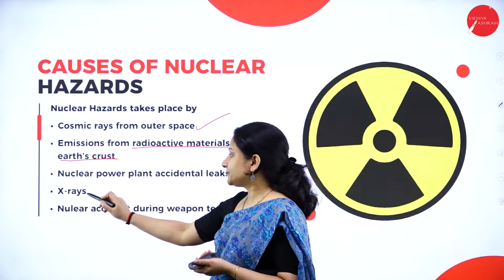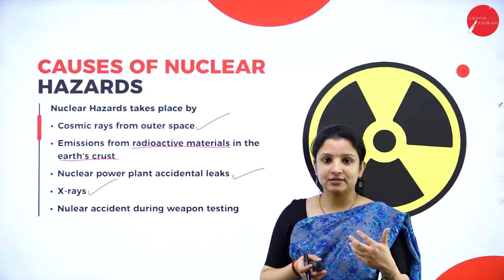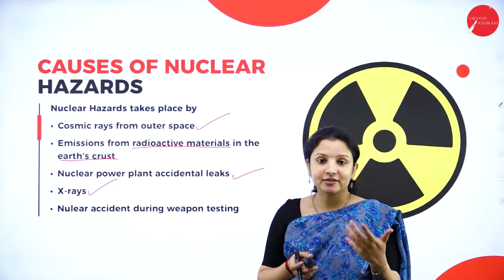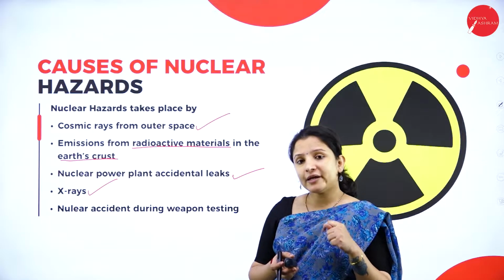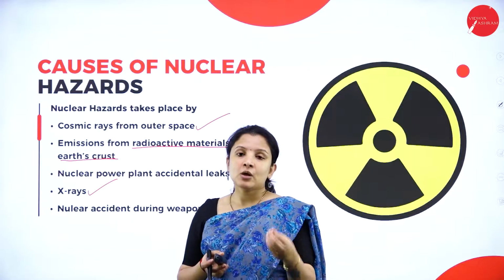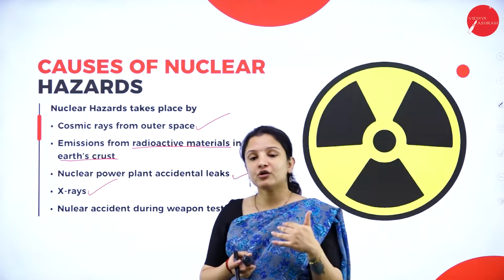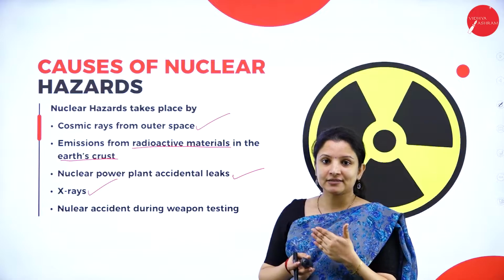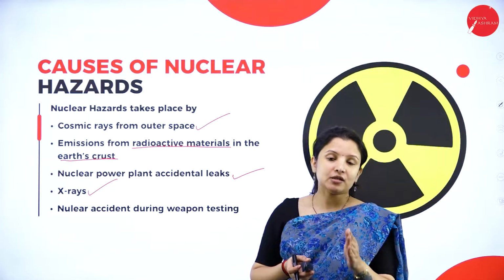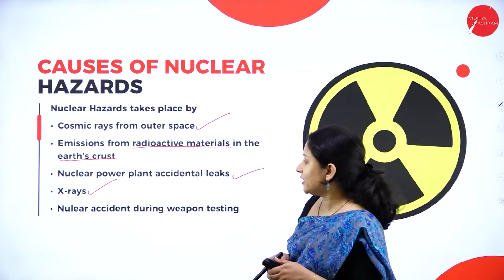Next is X-rays. X-rays are usually done to see the internal organs, especially the bones, and also to check the lungs, any disorders in the lungs and all that. And you might have noticed when you go into a scanning room to get an X-ray done, they try to finish the X-ray process within seconds, because overexposure to these X-rays or radiations can cause nuclear hazards in the human being. So therefore, X-rays are also one of the causes for nuclear hazards.